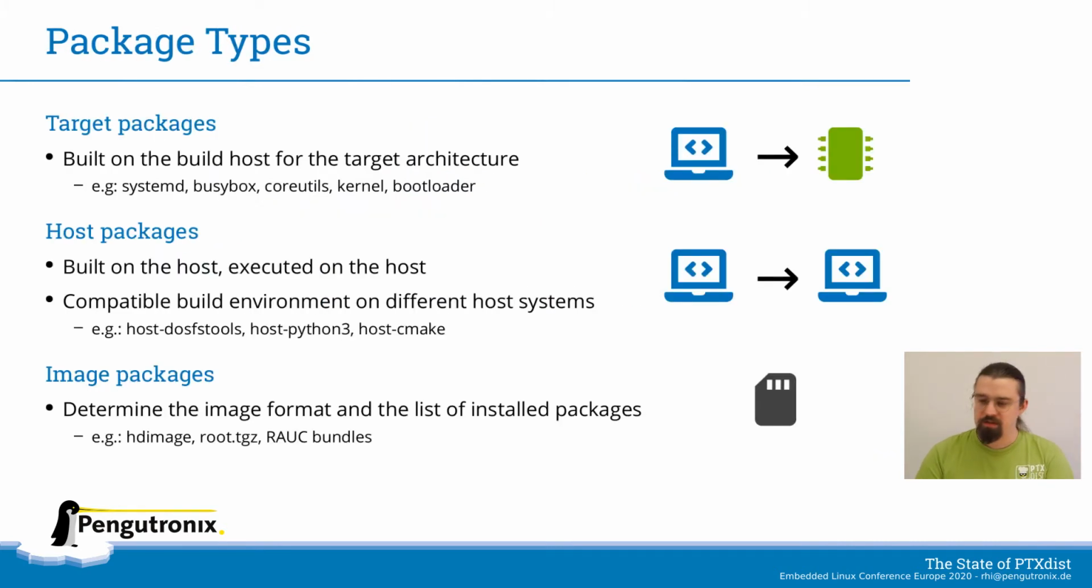For packages, there are different types of packages. So for example, you want to have some software on the target. This would be a target package, of course, and is built on the host for the target architecture, like, for example, systemd and busybox and coreutils and whatever. So you have to use a cross compiler for that.